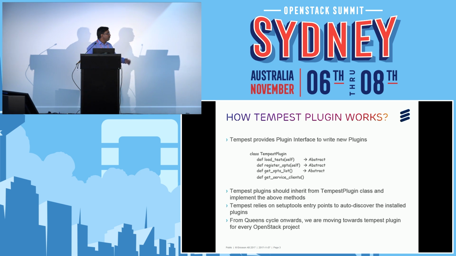Why we are discussing the Tempest plugins is that from the Sprint cycle onwards, we are moving towards a Tempest plugin for every OpenStack project. What does that mean? If you have a project called Keystone, you will see a new project called Keystone Tempest plugin where the project-specific API test cases will be in that project. For Nova, you should see the corresponding Tempest test plugin. So you are going to see a lot of plugins in future.